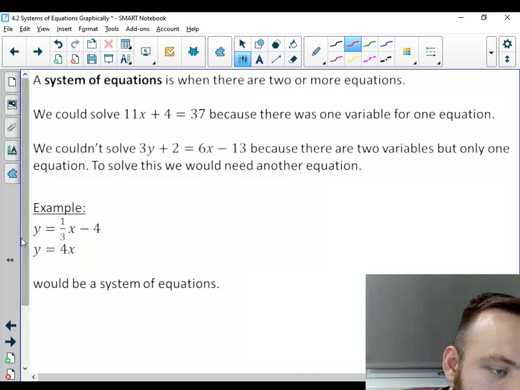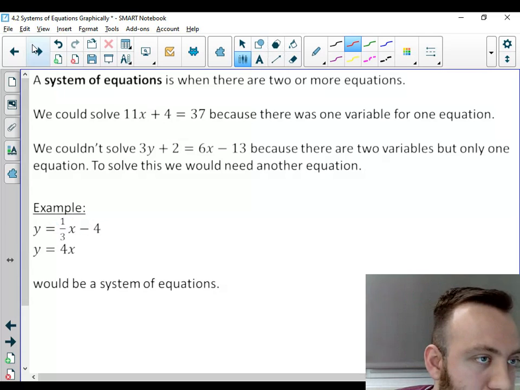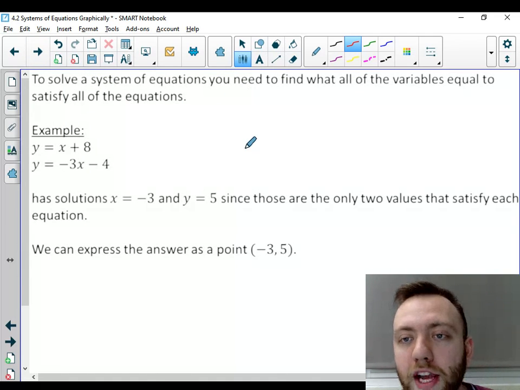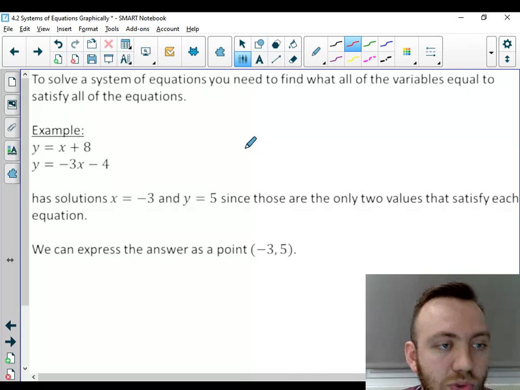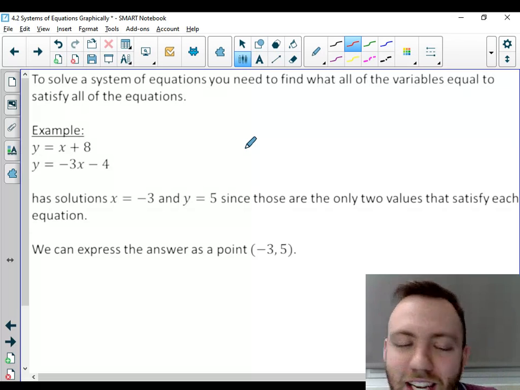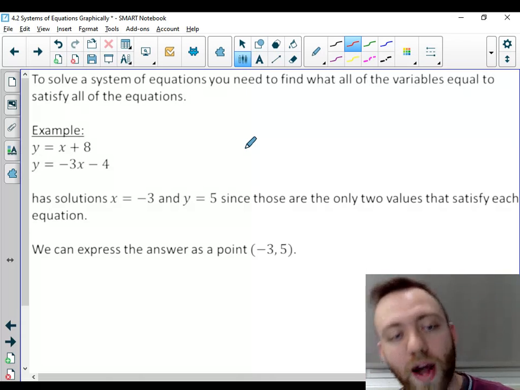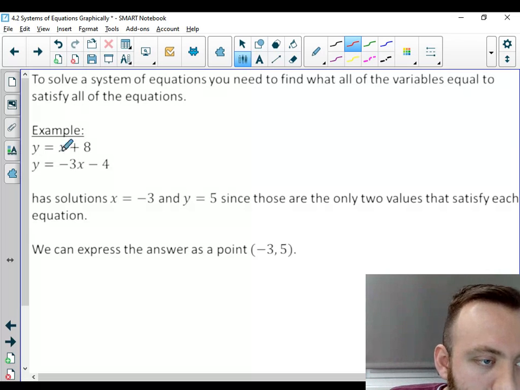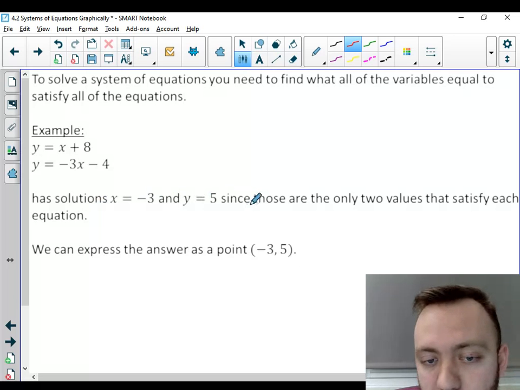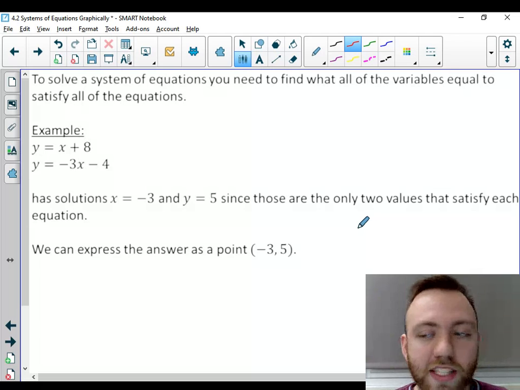So here's an example of a system of equations. It's literally just two different equations put together. So to solve a system of equations, you need to find what all the variables equal to satisfy all of the equations. We're going to focus on just two equations in a system of equations, so we need to find the x value and the y value. So for example, these two equations here have the solutions x equals negative 3 and y equals 5, since those are the only two values put together that satisfy each equation.